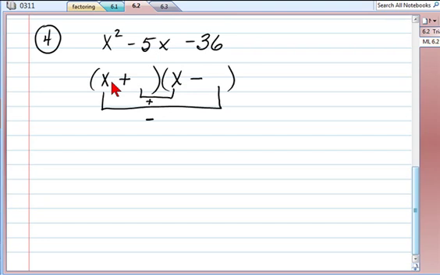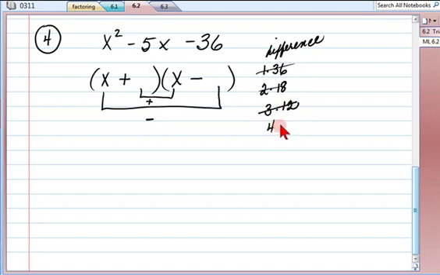Okay, so here I go with all the possibilities to get 36. It could be 1 times 36. Do those have, and I'm going to even write it on here, a difference of 5? No. Okay, so I tried 2. 2 goes into 36 18 times. Do those have a difference of 5? No. All right, 3 goes in there 12 times. Do 3 and 12 have a difference of 5? No. 4 goes in there. It's 4 times 9. Do 4 and 9 have a difference of 5? Yes. Voila. I've got the right combination.